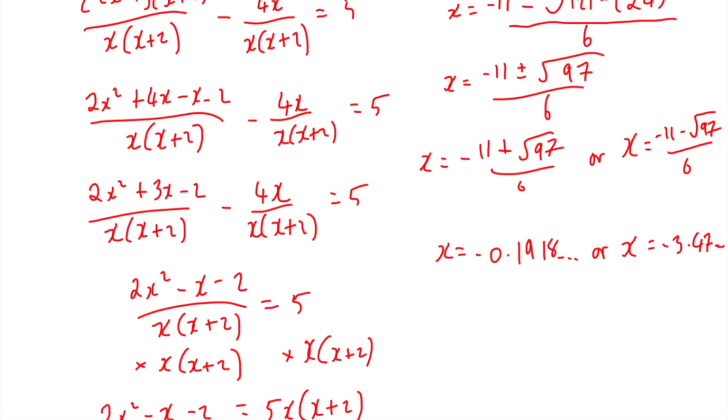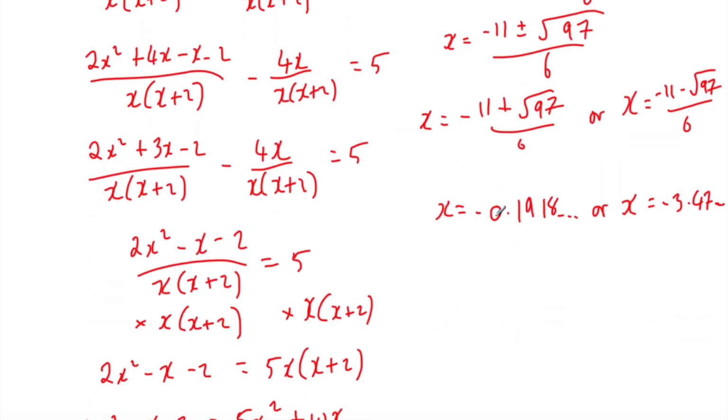And we've been asked to give our answers to one decimal place. So to one decimal place, that means that x would be equal to negative 0.2, or x is equal to minus 3.5. So there are two solutions. So x equals minus 0.2, or x equals minus 3.5, and that's it.